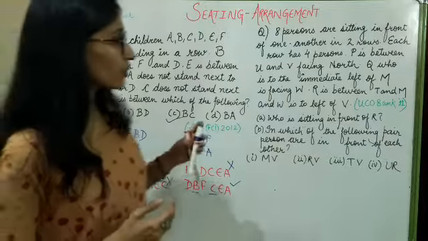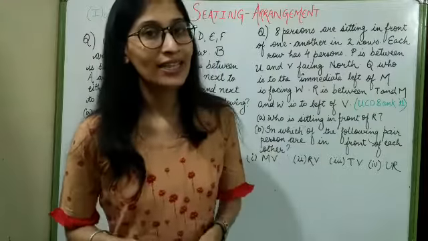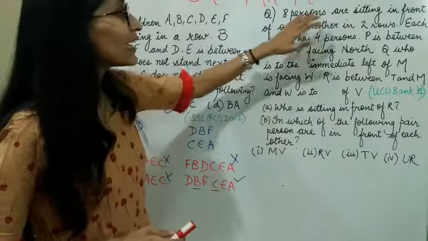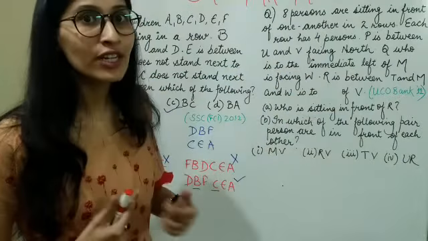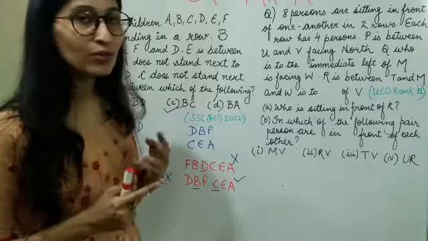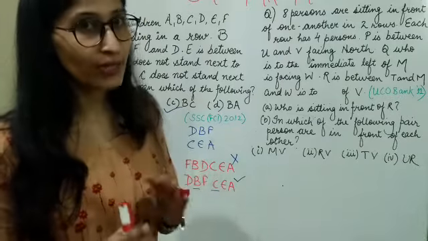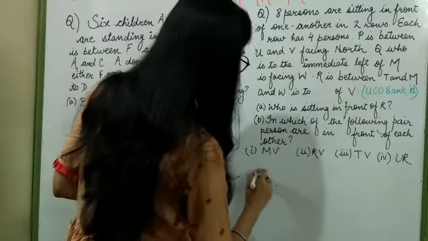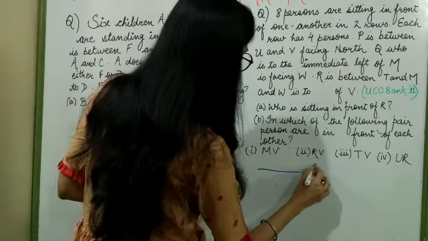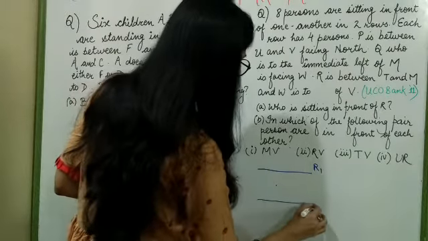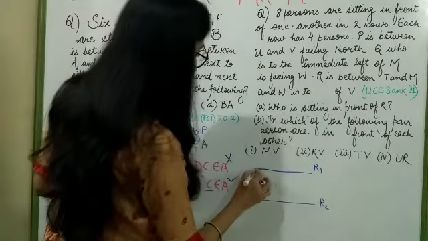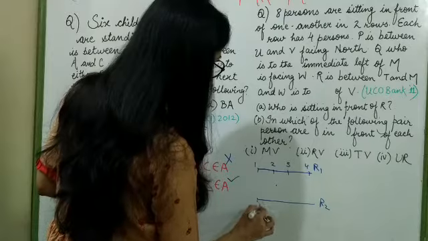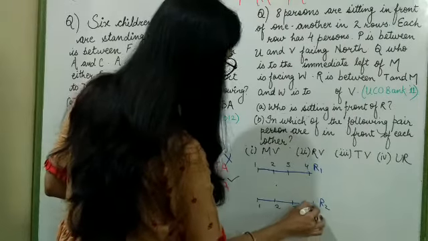Now let's discuss one more question asked in UCO Bank 2011. Question is, in this it is saying that 8 persons are sitting in front of one another in 2 rows such that in each row there are 4 persons. So the diagram will be, I have to make 2 rows. Let's say it is row 1 and this is my row 2. There are 4 persons in each row. 1, 2, 3 and 4.